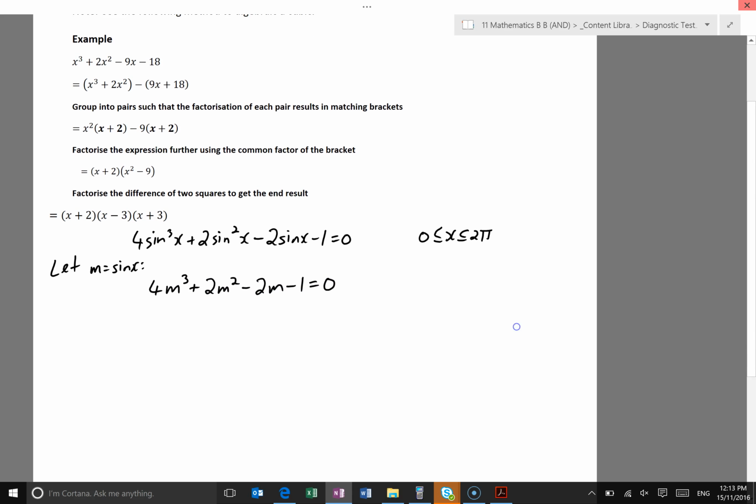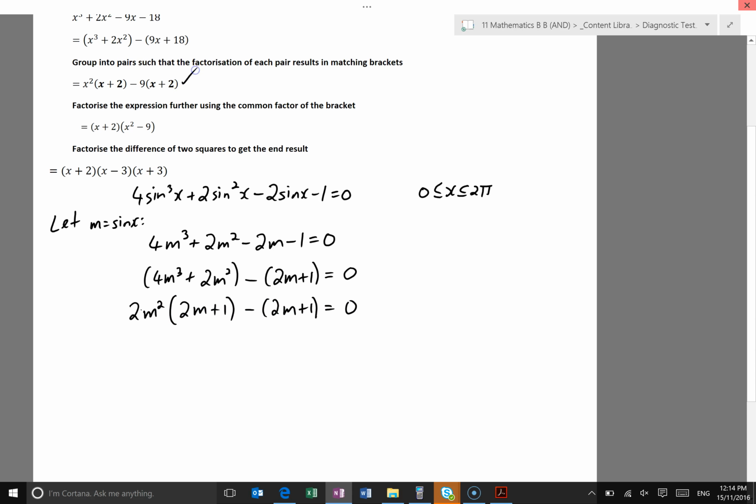So I'm going to basically follow the example. So it says group into pairs, so that we can factorize each pair. Okay, so I'll just pair these first two up. Both of these are negative, so I'll have minus 2m plus 1. And then I'll see if I can take out any common factors in these first two terms. I think I've got a common factor of 2m squared. And I'm left over with 2m plus 1 and minus 2m plus 1.